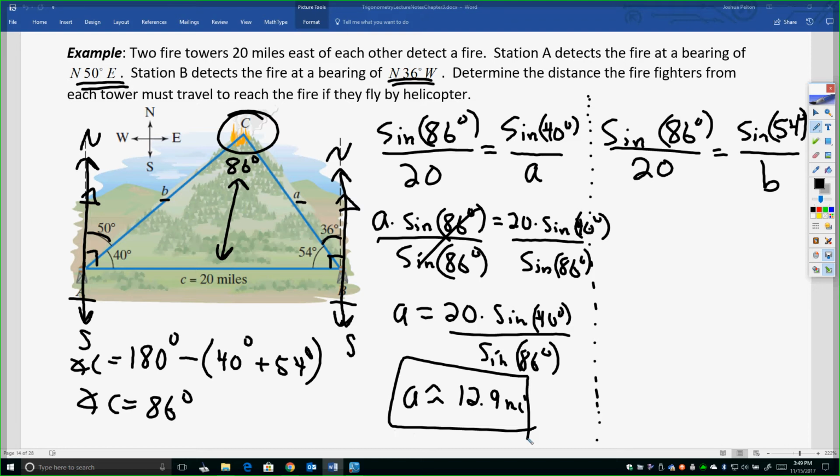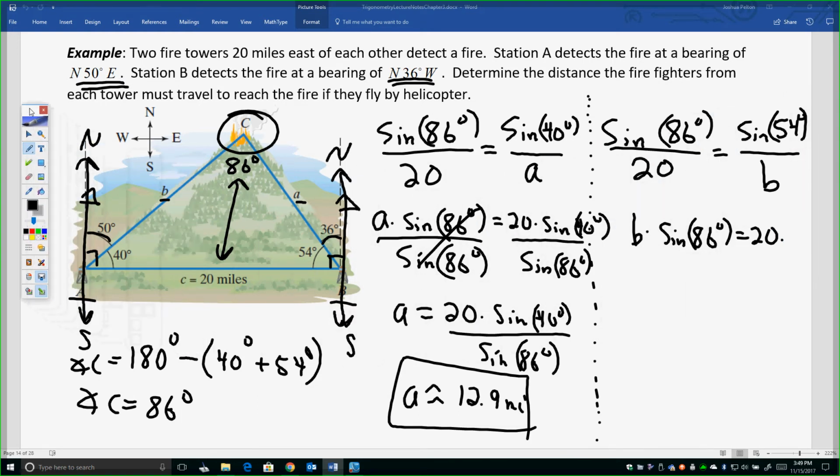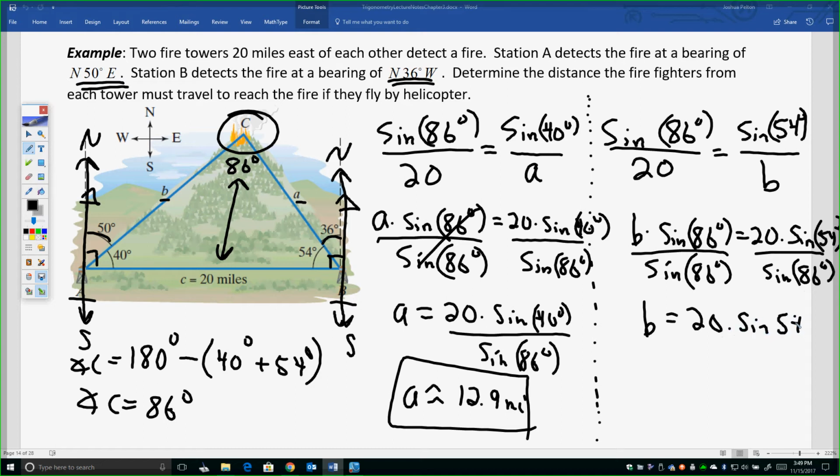Cross multiply. I get B times sine of 86 equals 20 times sine of 54. And we'll divide by the sine of 86. So B equals 20 times sine of 54 divided by sine of 86. So B is approximately, what you should notice is, if you look at these two, the only thing that differs is the angle, because we're using the same ratio every time.